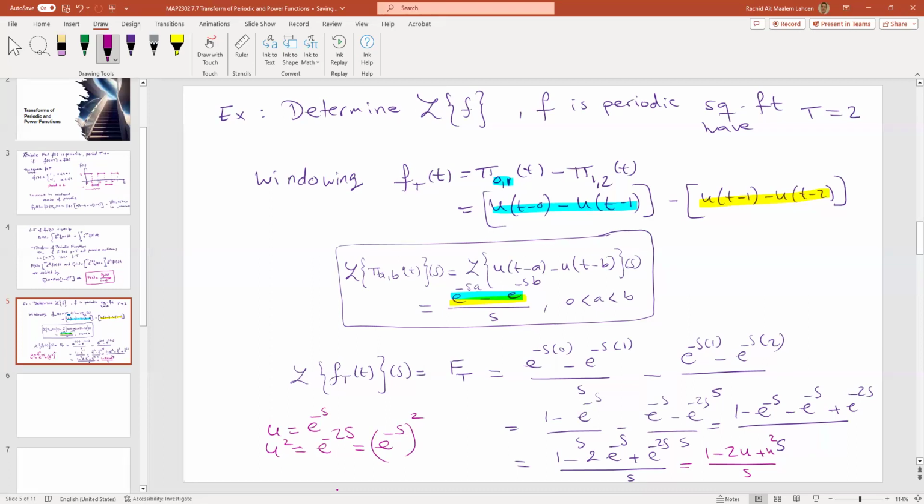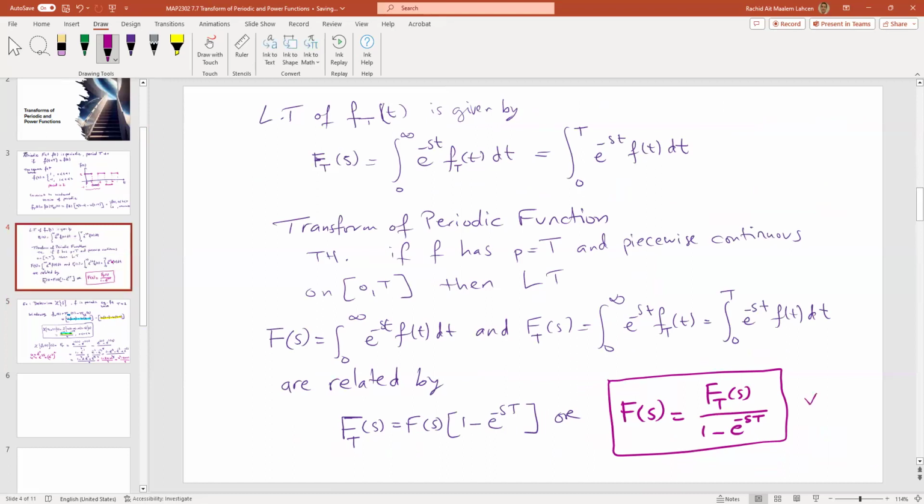what else we can do with this. So let's rewrite it: u squared minus 2u plus 1 over s. And now, can it be factored? Yes, it can be factored. And you'll see why we're doing this, because we keep in mind this formula here. We have 1 minus exponential to negative s there. So we try to have something similar to that, and that's the goal.